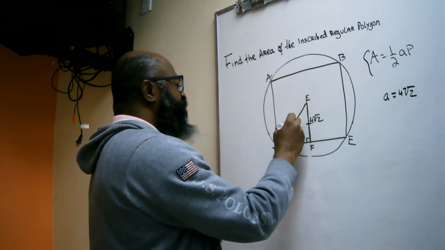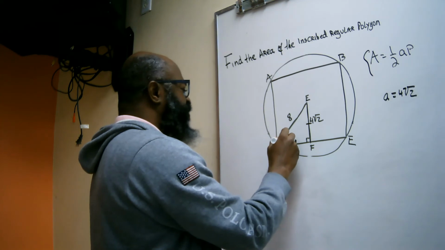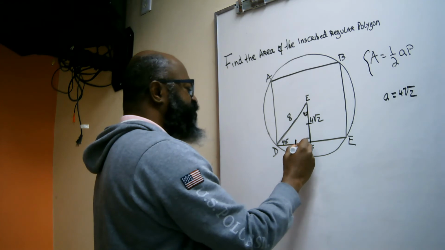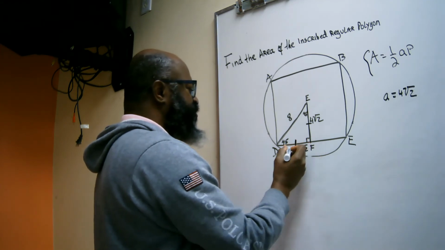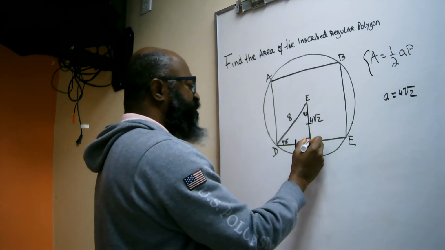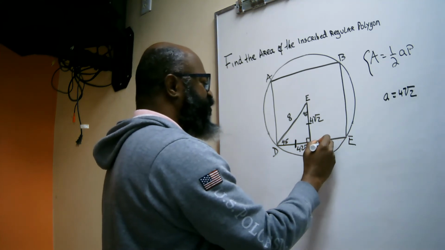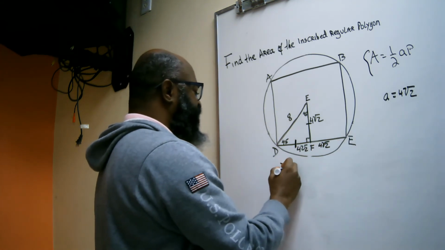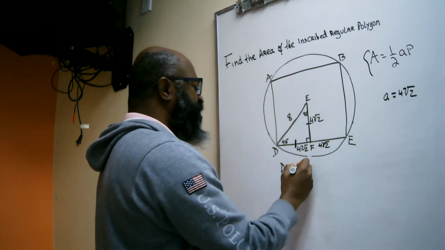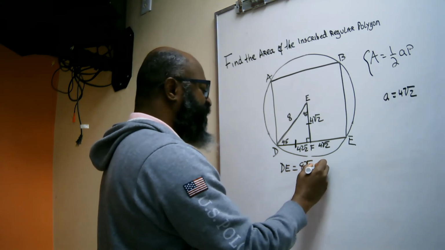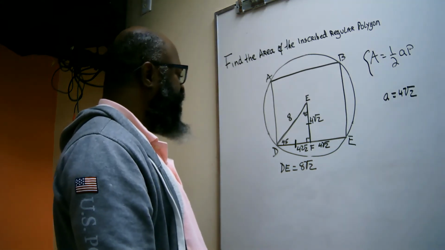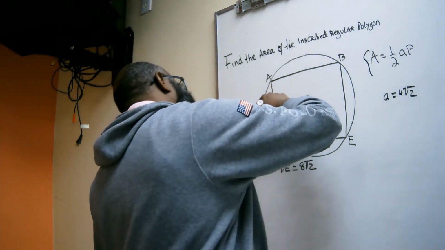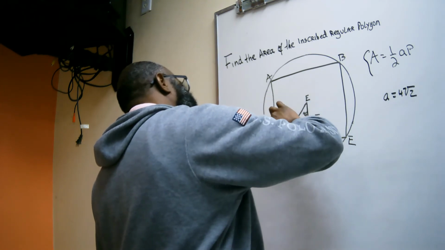The diagonal will change that to 45-45-90. Therefore, this is 4 square root of 2. DF is 4 square root of 2. EF is 4 square root of 2. That gives you this side of DE, which will give you 8 square root of 2. Since it is a square, a regular polygon, this side is going to be 4 square root of 2, which gives you 8 square root of 2.